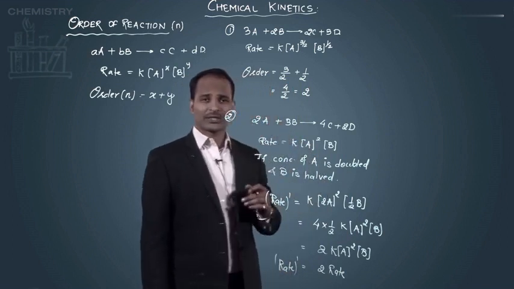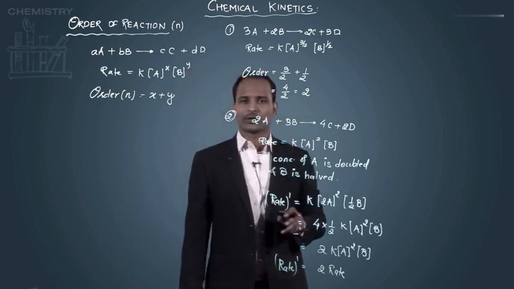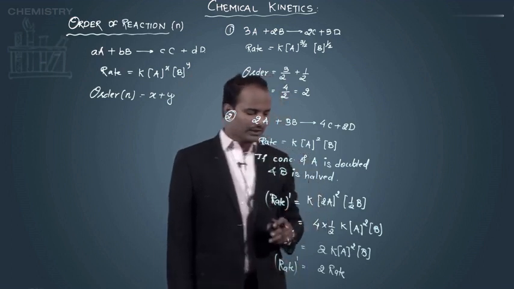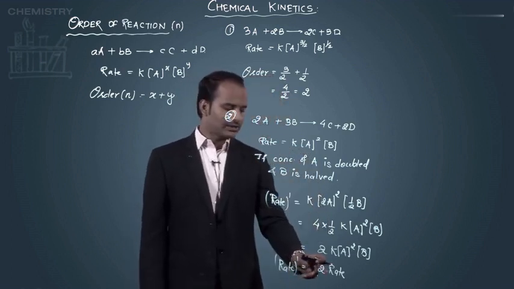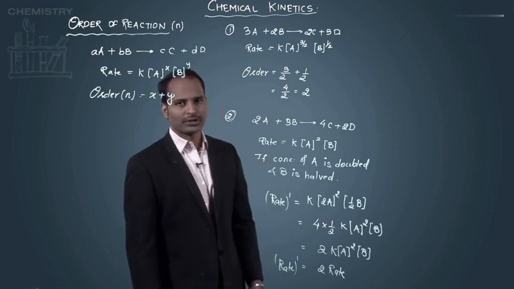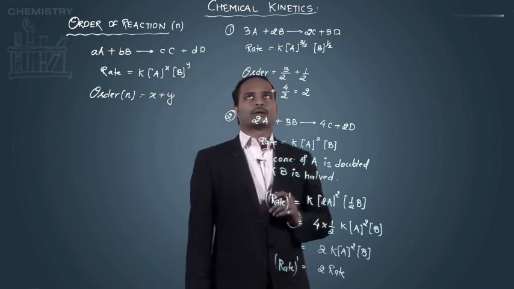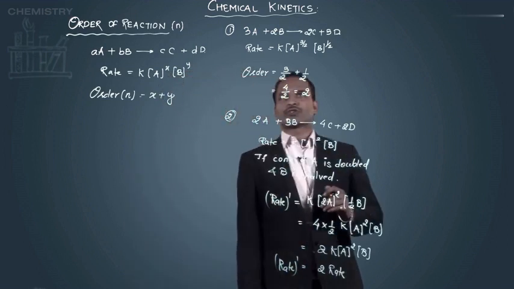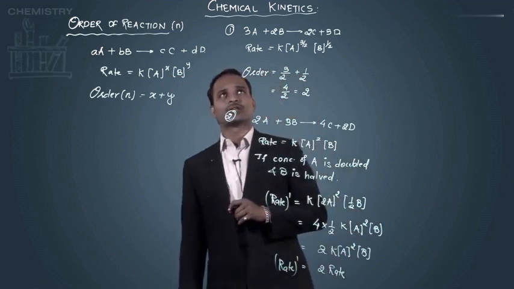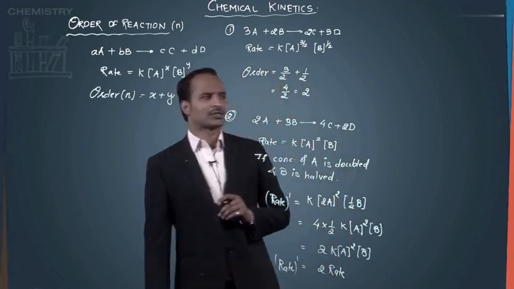Or sometimes they also ask what will be the ratio of the new rate to the original rate. If they are asking a ratio, then I can say new rate to original rate, that is rate dash upon rate, and the answer is going to be 2. So such types of questions are asked on the basis of the order of reactions.